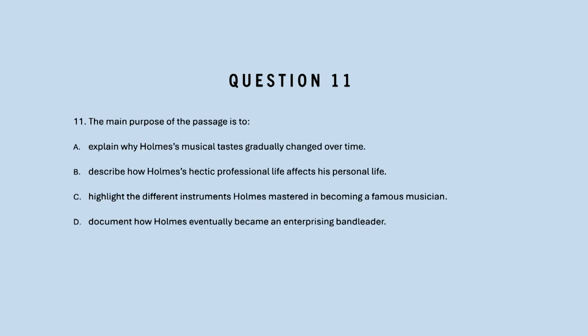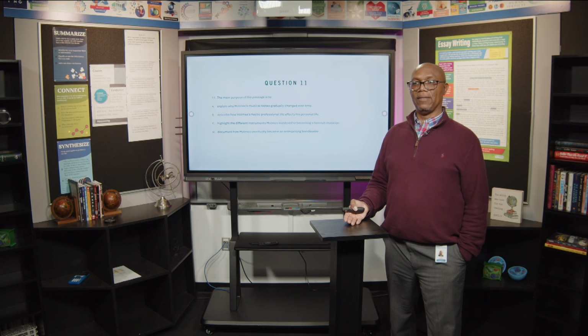When we look at question number 11, it says the main purpose of the passage is to: A, explain why Holmes's musical taste gradually changed over time. B, describe how Holmes' hectic professional life affects his personal life. C, highlight the different instruments Holmes mastered in becoming a famous musician. D, document how Holmes eventually became an enterprising band leader. This is more or less what our main thesis, or main idea, is.